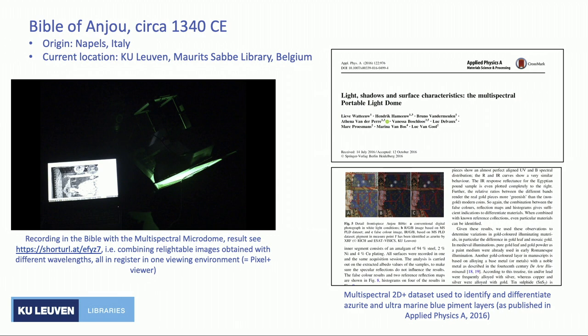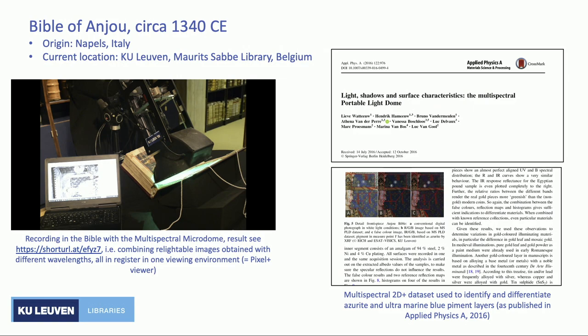Well, RTI can also be combined with multispectral imaging, and here you see an example of a recording and how the results have been used to go even deeper into the research with this type of data sets. For example, we use it for the identification of pigments, very specifically on one of the details in this manuscript, the Bible of Anjou. So there are a lot of possibilities with this system.